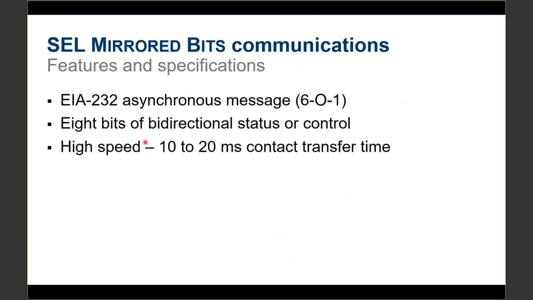The mirror bits protocol is an asynchronous message to provide two relays to exchange 8 bits of information at high speed in a full duplex communication channel. And like Anthony said yesterday, a full duplex channel means communication in both directions simultaneously. And the mirror bits protocol can also provide this high speed for context transfer time.